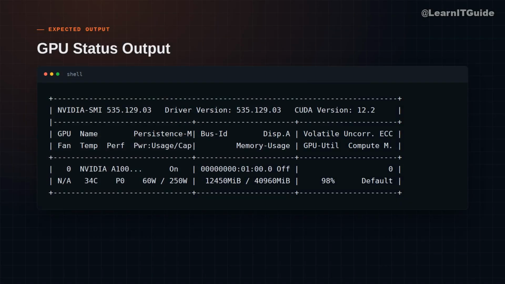Here is exactly what you should see. Notice the GPU utilization hitting 98%. This tells you your model is successfully saturating the hardware. If you see 0% utilization, your data pipeline is likely the bottleneck. That is exactly the kind of insight you need to optimize your training time.